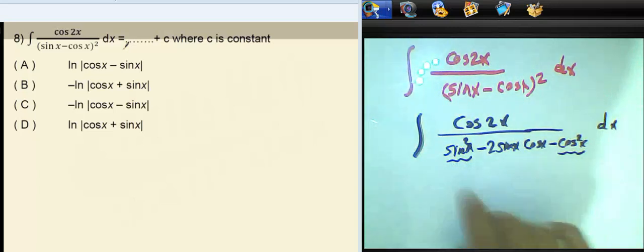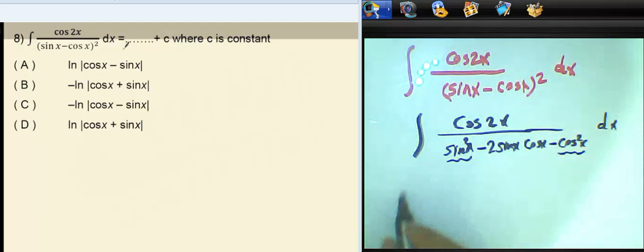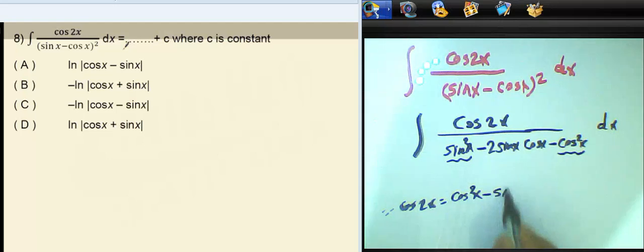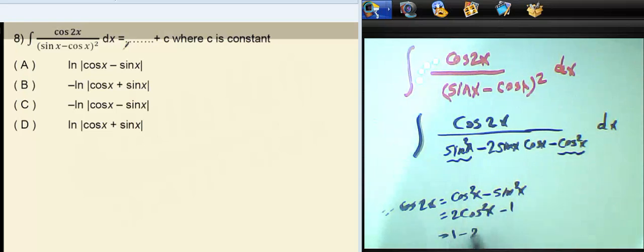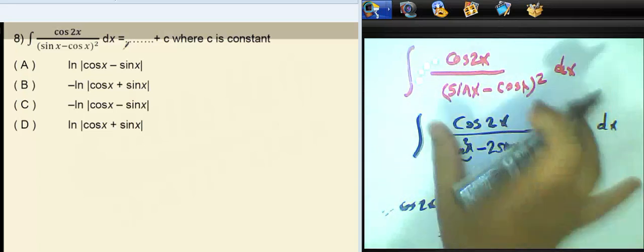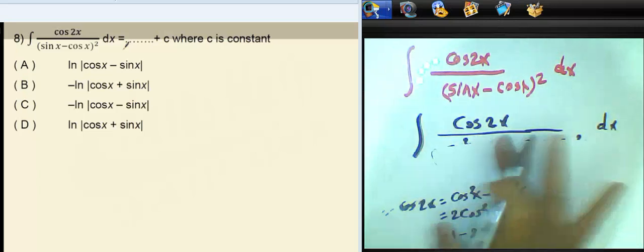Here sine power 2x plus cosine power 2x equals 1, and cosine 2x equals cosine power 2x subtract sine power 2x, or 2 cosine power 2x subtract 1, or 1 subtract 2 sine power 2x. Okay, so this expression in the denominator, we can put it here.